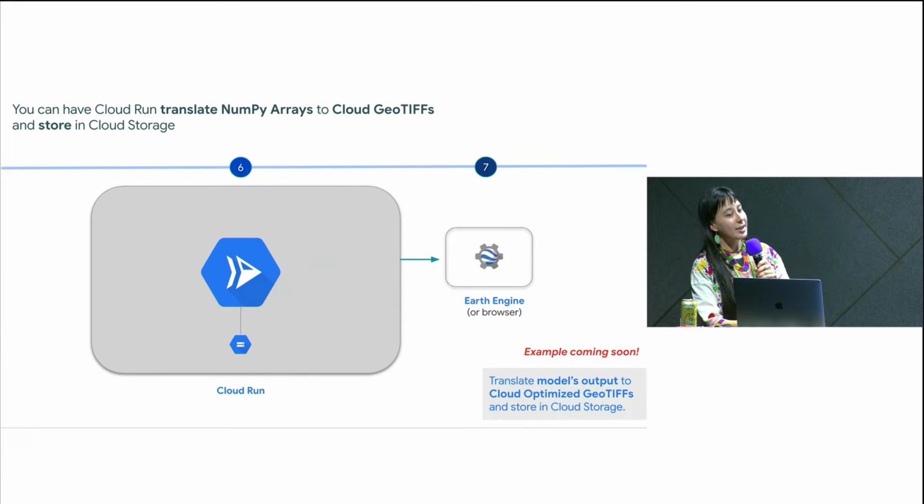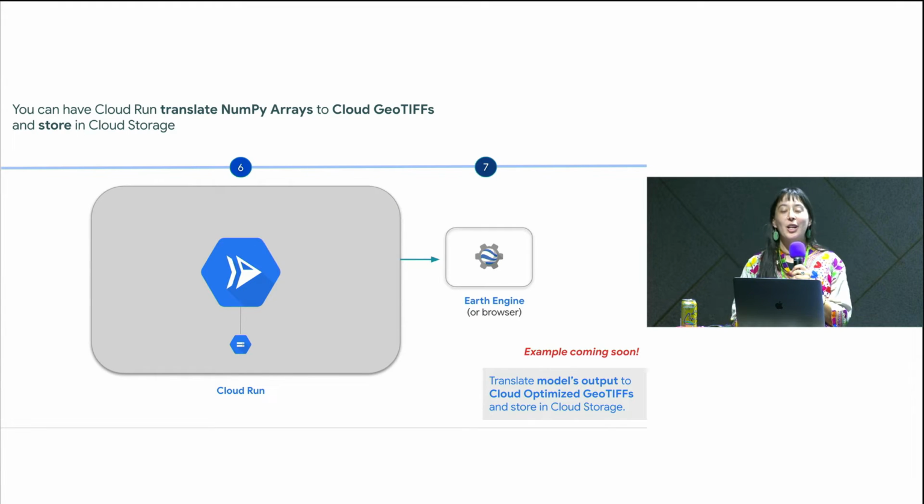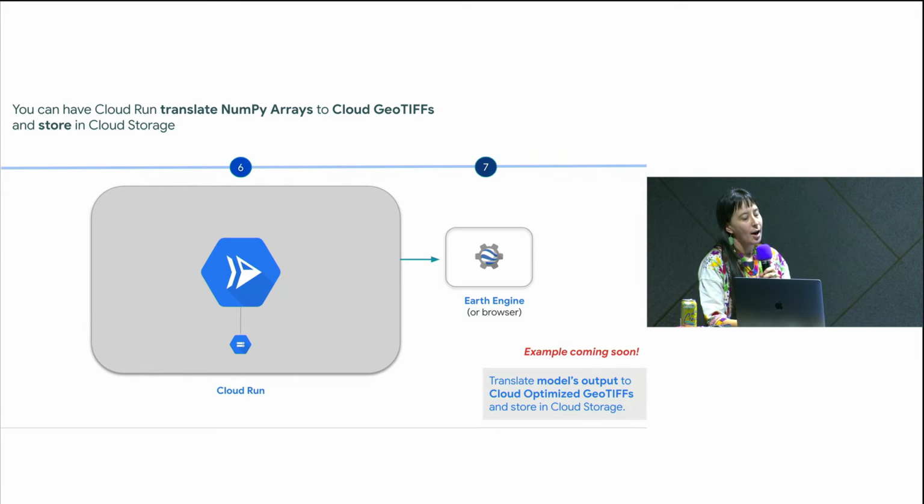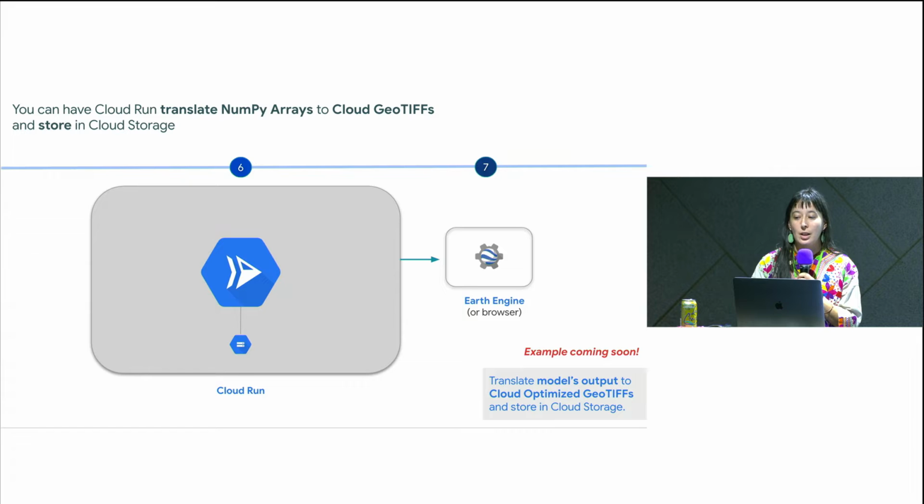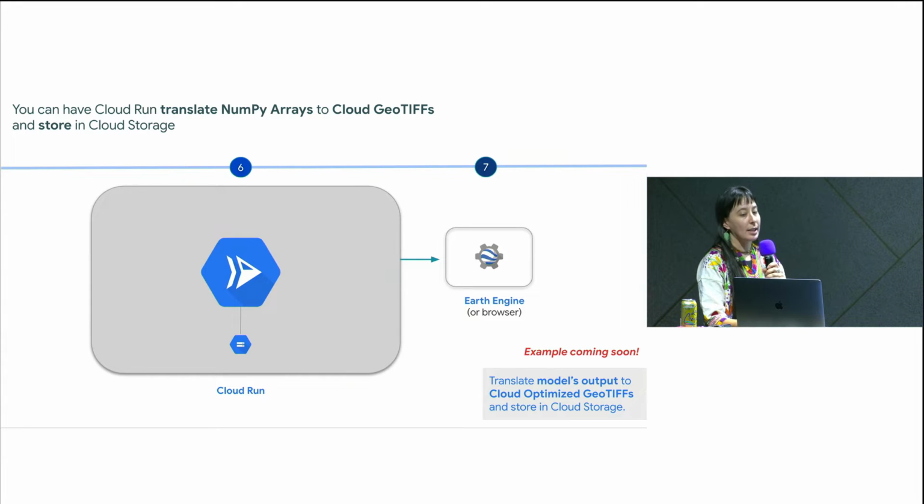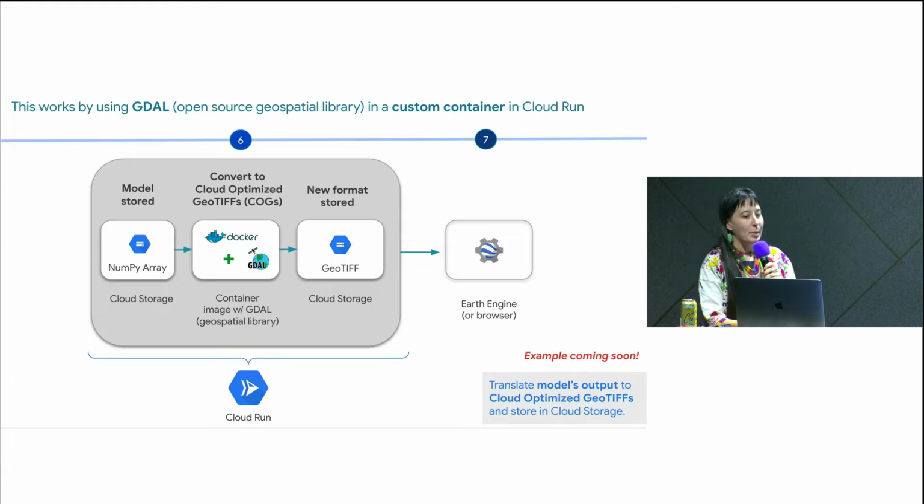Now, a cheaper alternative to AI Platform, although you will not have the convenience that AI Platform offers, is to manually translate the model's output, which is NumPy arrays, into cloud-optimized GeoTIFFs in order to load it back into Earth Engine using Cloud Run. So there's a little bit more of a breakdown. Within this web service, you store the NumPy arrays in cloud storage, and then you spin up a container, and by using GDAL, which is an open source geospatial library, you convert them into cloud-optimized GeoTIFFs and store them in cloud storage again.